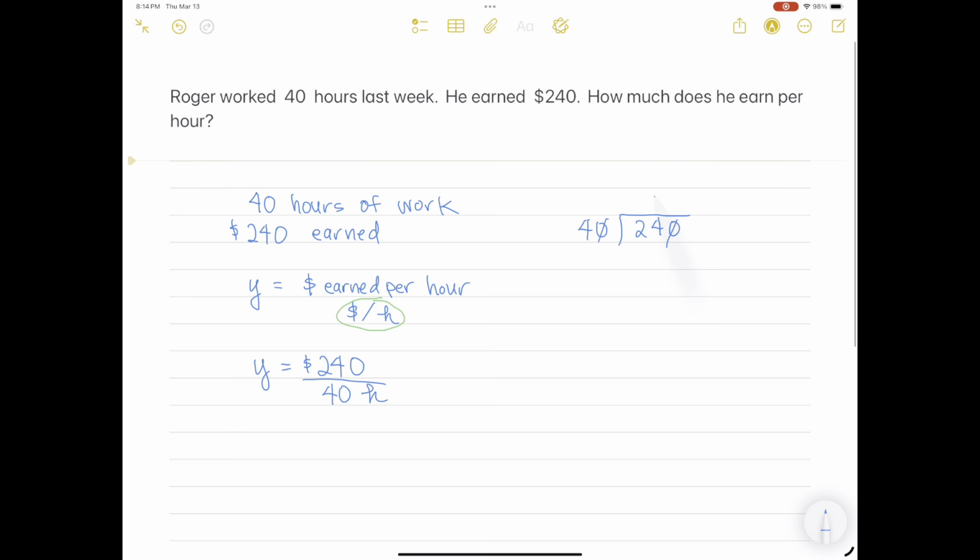When both your dividend and divisor have a 0 at the end of the number, you can simplify by crossing out those zeros because they cancel each other, which makes the problem easier to solve as 24 divided by 4, which equals 6. So Roger earned $6 per hour. Always write the units of your answer. In this case, it's $6 per hour, and I write that out as a sentence and box my answer.